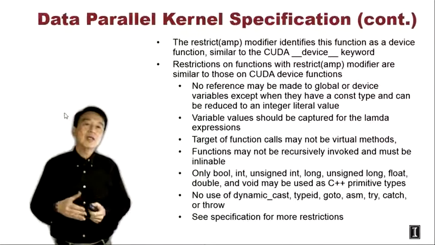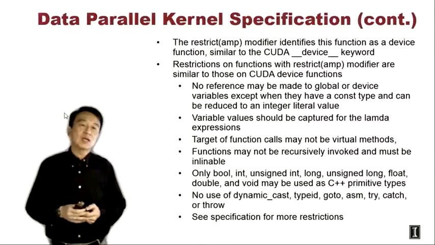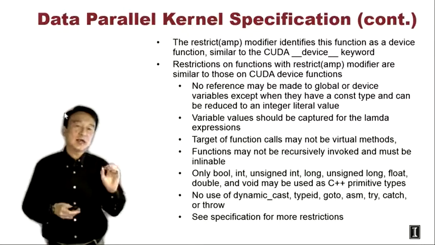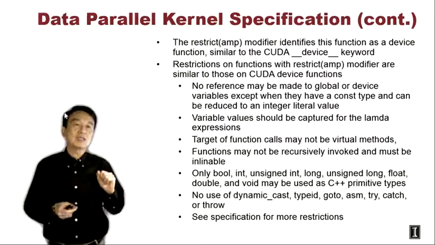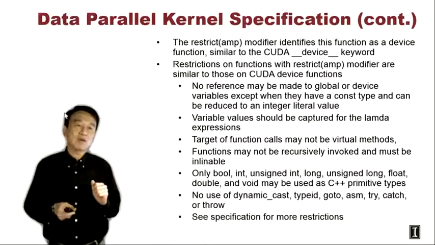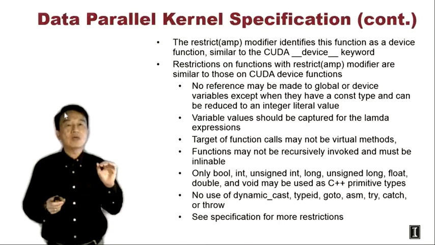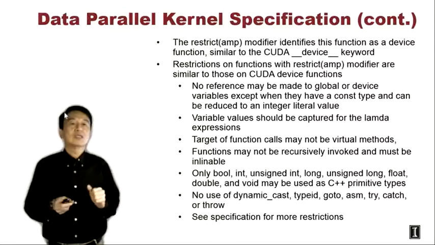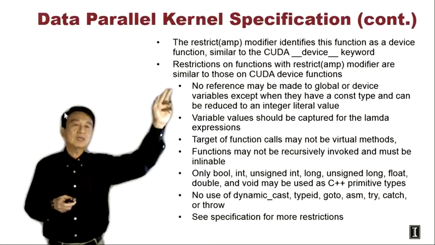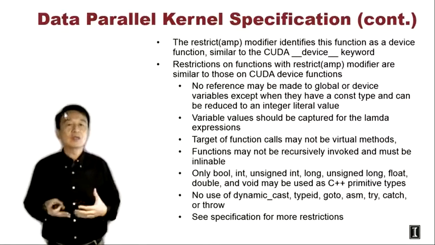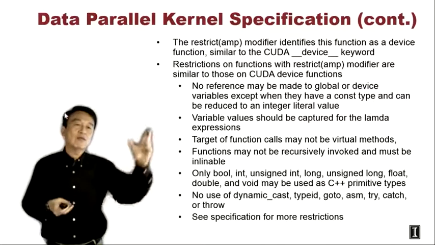Finally, in that function header specification, there is a restrict(amp) modifier. This is the last part of that function header, and it identifies this function as a device function. It's similar to the CUDA __device__ keyword. Whenever we apply this modifier to a function, it means that the function will need to be able to be executed on a device. As a result, these functions need to comply with some restrictions, very similar to the constraints that we have for CUDA device functions.